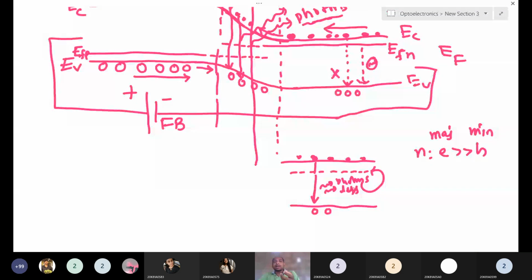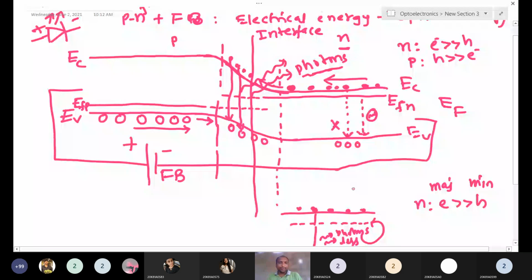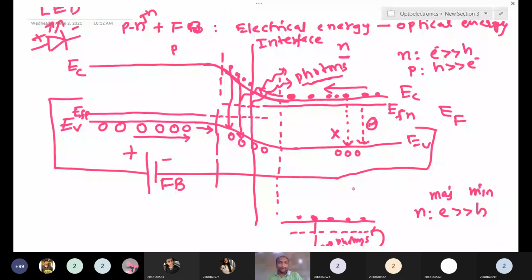Suppose you take holes here, where minority carrier electrons are very few. There is a chance of these two recombining, and some photons will be emitted, but these photons are again absorbed in the same material. They will not come out of the surface. That's why we see very little. The photons emitted by recombination in the bulk region are no longer useful.